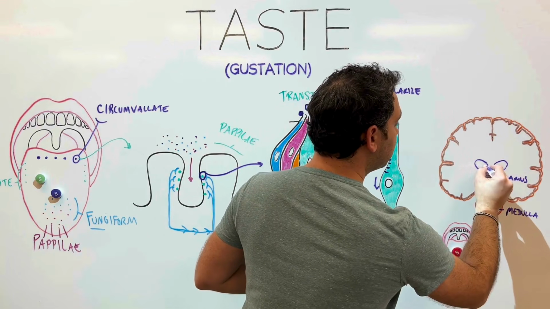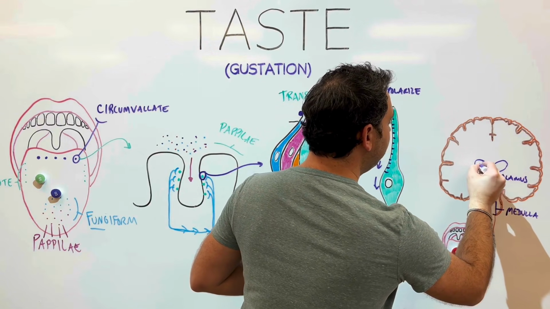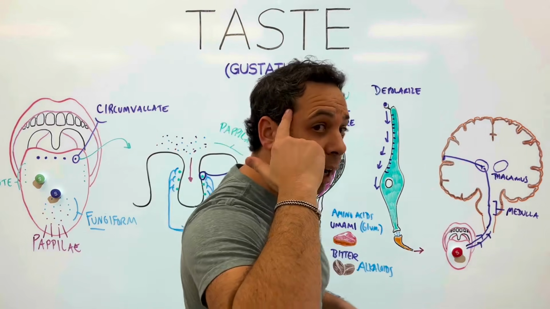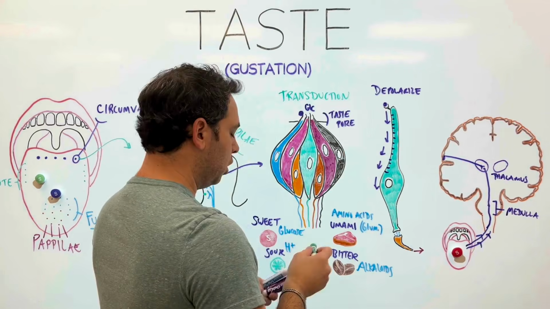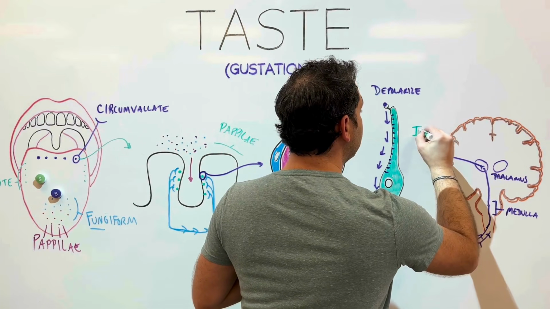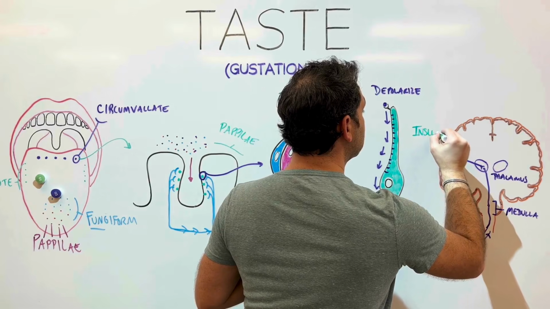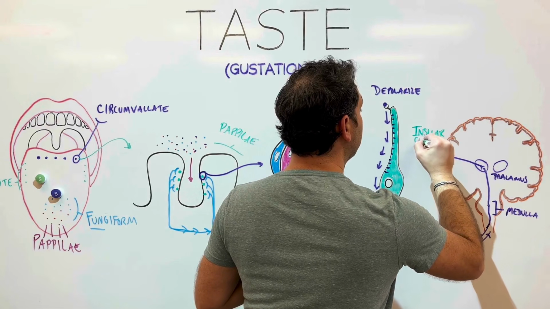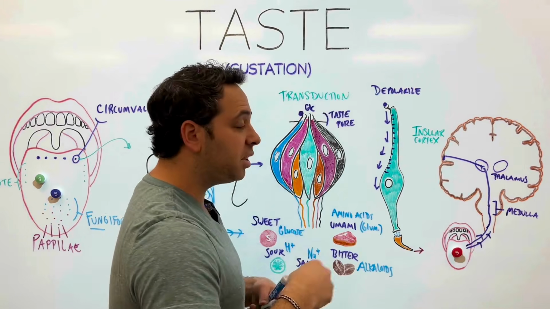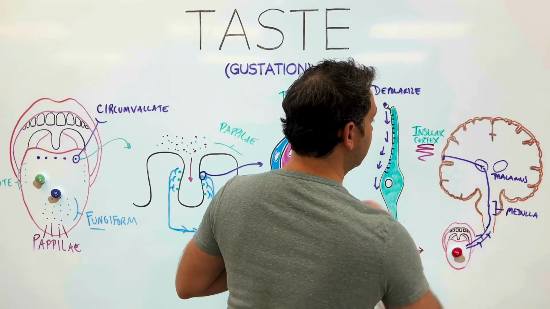It's going to synapse with another neuron and eventually make its way to a very specific corner of our temporal lobe, which is on the side of the head. What do we call that? The temporal lobe, or very specifically, the insular cortex, or the gustatory cortex. And this is where perception happens.